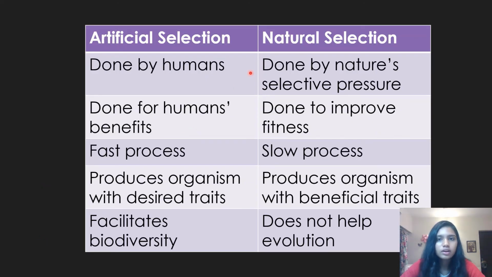Now we're going to look at the differences between artificial selection and natural selection. Okay, I made a mistake. I should have actually explained artificial selection to you first. So artificial selection, as the name suggests, it is done by humans. It is done artificially. Okay.